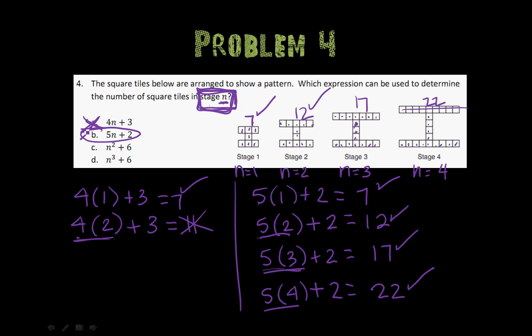Of course, on the real test, you would go through and just to be on the safe side, you're going to do C and D, just to be sure that you didn't make some sort of mistake that makes B work, even though it's not actually the right answer. You always try every single answer choice.